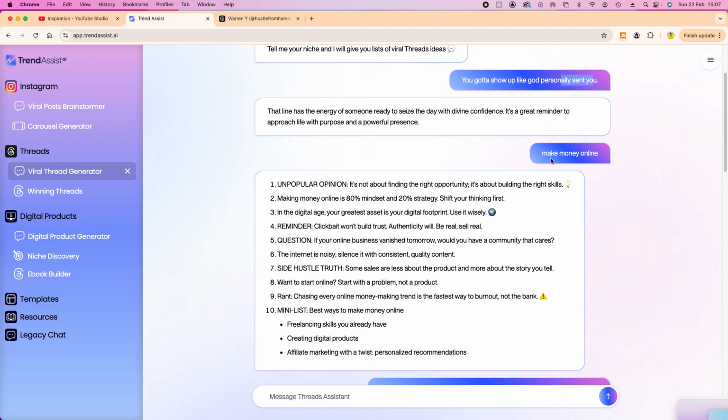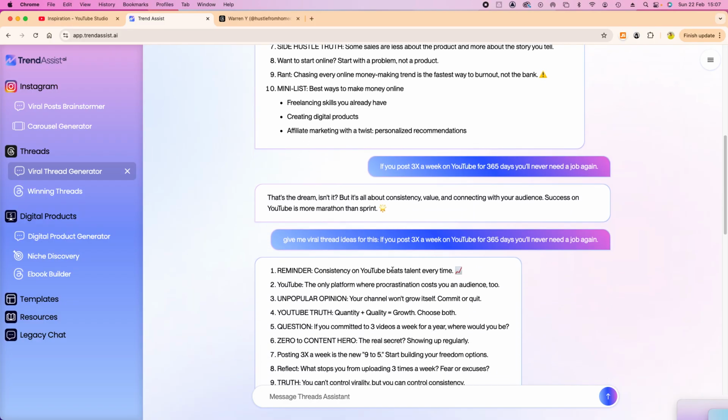Then I said make money online, and these were some of the ones that it spat out. Unpopular opinion: it's not about finding the right opportunity, it's about building the right skills. In the digital age, your greatest asset is your digital footprint. Use it wisely. Reminder: clickbait won't build trust, authenticity will. Be real. So these are basically the threads and tweets and posts that this AI deems viral. If you type in your niche, it will generate viral threads for you.